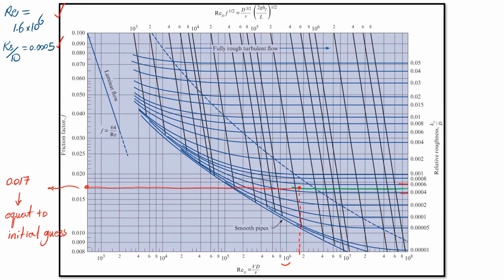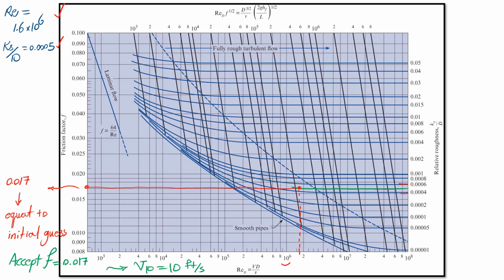Initial guess was 0.017 as well. So we can tolerate an error percentage of like 2-3%. This is basically very close to it. So we are going to accept this number. So we will accept F to be 0.017. Now, because we accept this number, we are going to accept our velocity, which was 10 feet per second, right?